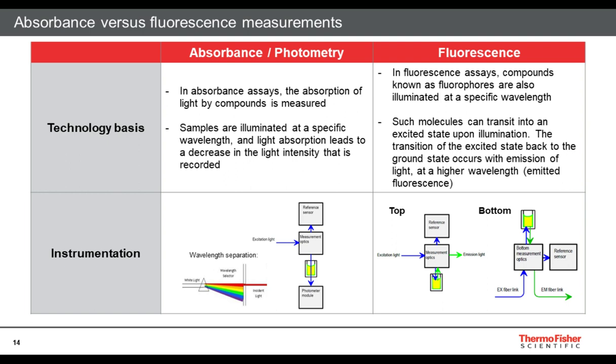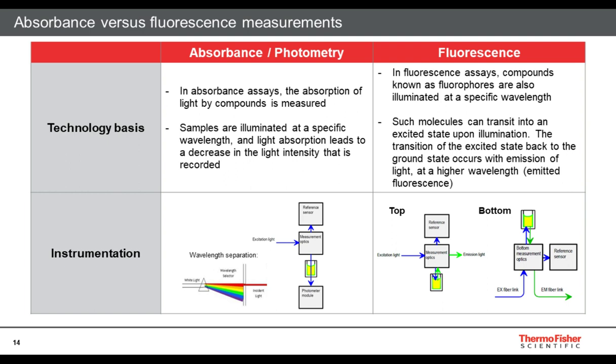This is a slightly different situation in fluorescence. In fluorescence, samples are also illuminated at a very specific wavelength, the same way we do in absorbance measurements. But as you are aware, the molecules that have fluorescent properties go into an excited state, and after that excited state, there is a return to the ground state that is coupled with the emission of light. And that emission of light happens at a very specific wavelength.